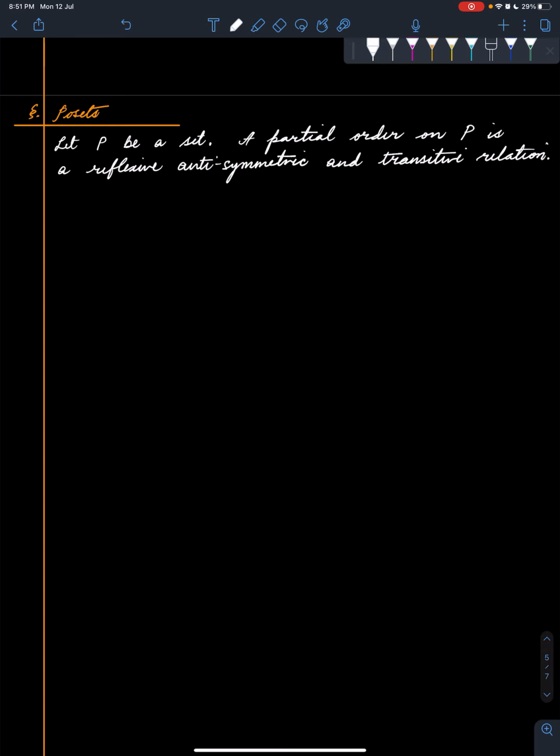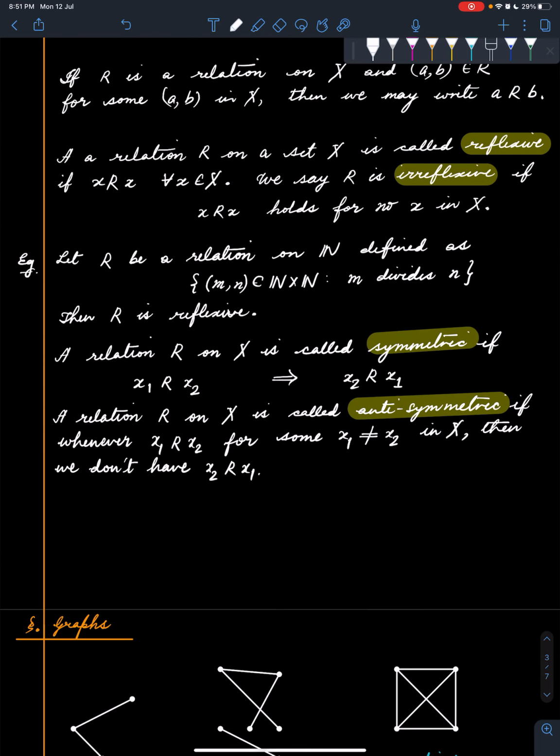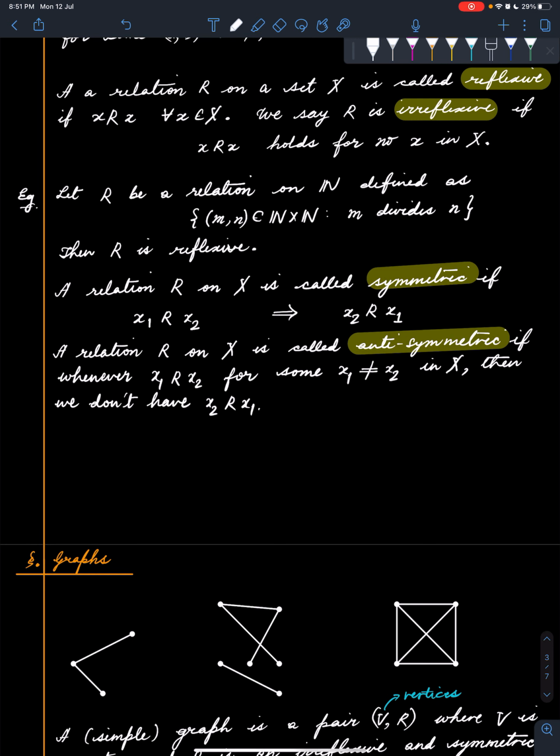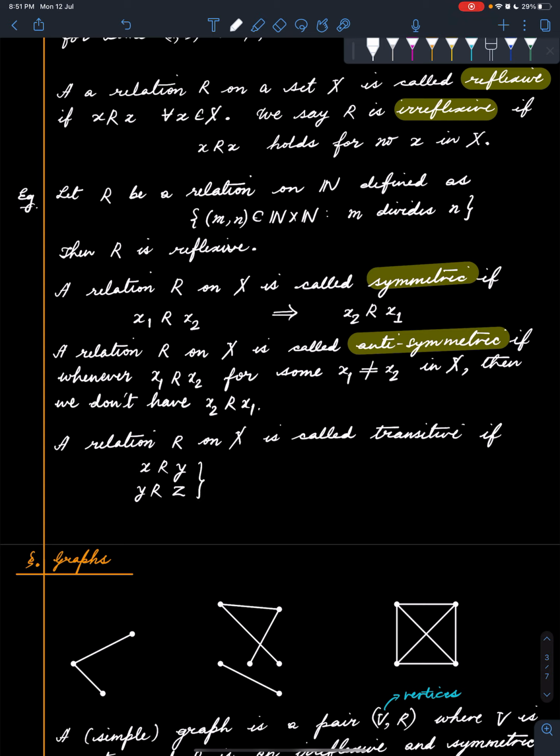So let me define what I mean by a transitive relation. Let me define it here. A relation R on X is called transitive if X R Y, Y R Z imply that X R Z.